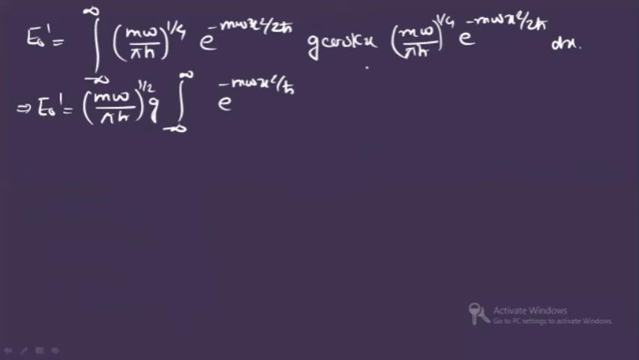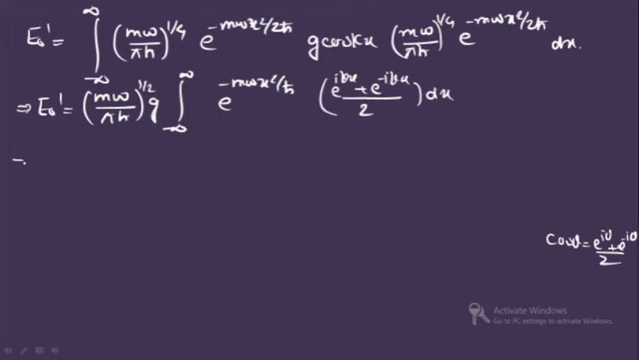cancel, right? And here if you see cos kx, we know cos theta equals e to the power i theta plus e to the power minus i theta divided by 2. So here you can write cos kx as e to the power i kx plus e to the power minus i kx divided by 2. Clear? This is dx. Now what you will do here, m omega by pi h cut root over g, I'm taking outside, and also I'm taking out 1 by 2, the constant term. Clear?